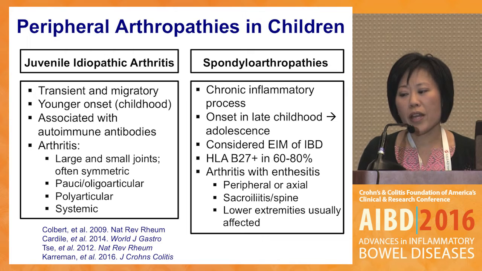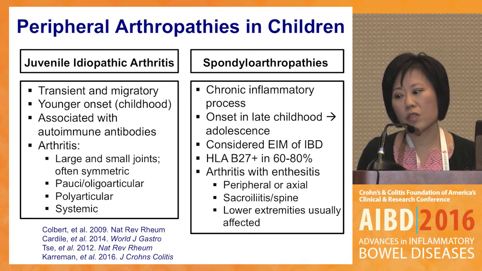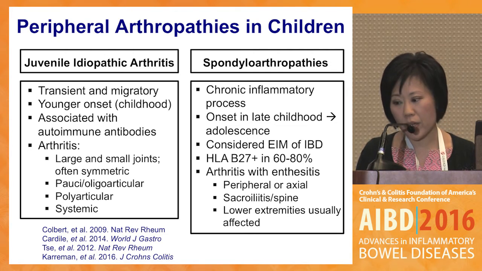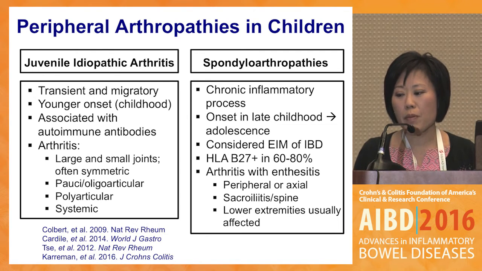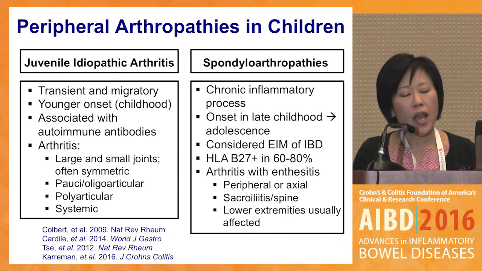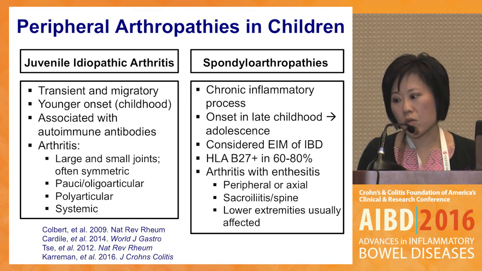And the type of arthritis that you get can involve both the large and small joints, often symmetric, which is a little different from what we're going to talk about with the spondyloarthropathies. It can be both pauciarticular or polyarticular, and often there's some form of systemic disease with this.